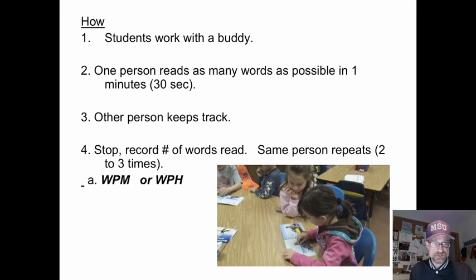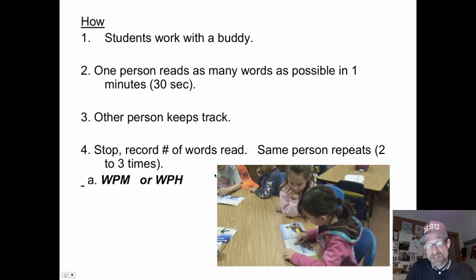This is how it works. This can be done individually, but in large group, students work with a buddy. They are both given a sheet of paper with some reading on it. In this case, students, you can see, are given a book. One person reads as many words as they can in 1 minute or 30 seconds. You say, all right, we're going to see how many words you can read. Go! And they start reading as quickly as they can. The other person keeps track. After 30 seconds or 1 minute, you say, stop.